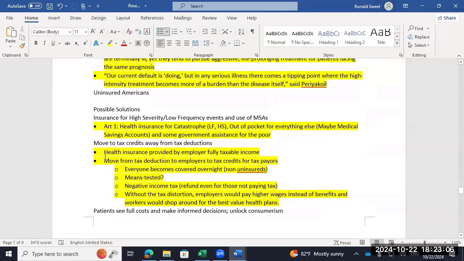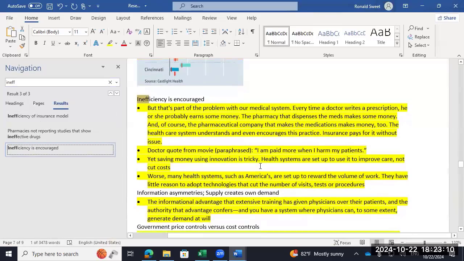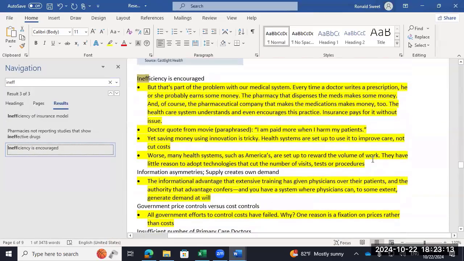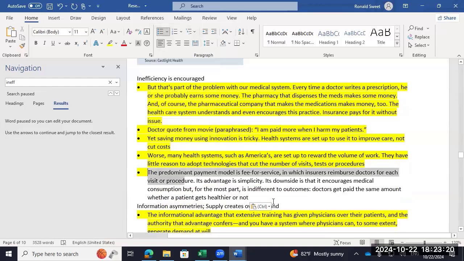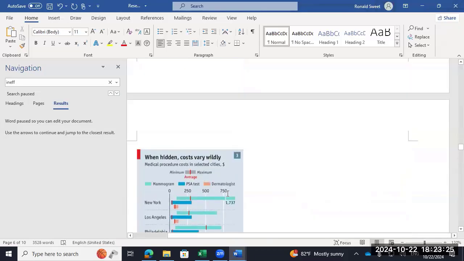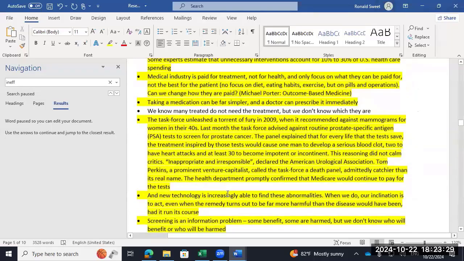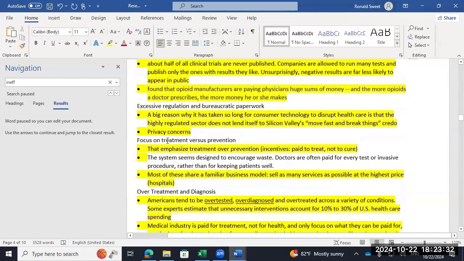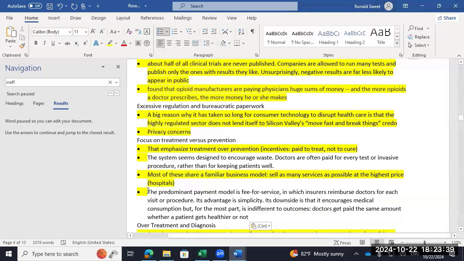I'm going to put that under inefficiency is encouraged. I got quite a bit working under that. It could also fit under focus on treatment over prevention. So either one of those places it could fit. Kind of decide where you're going with your paper.